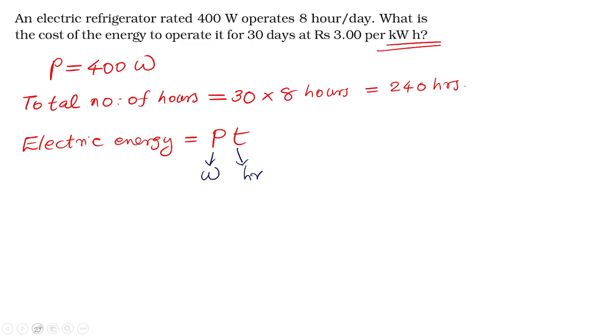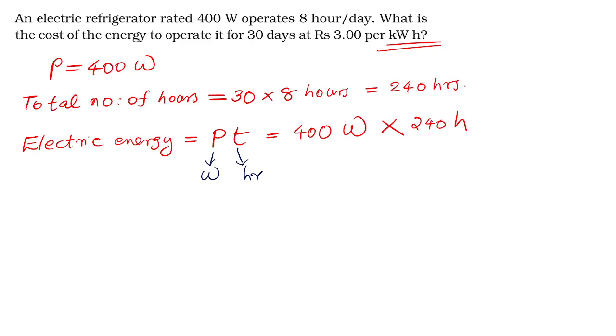So power should be watt, time should be hour. If the time is given in minute, you must convert it to hour. So electric energy is PT. P is 400 watt. You may write the unit along with that, you will not get any confusion then. Time is 240 hour, 240 H. H stands for hour.